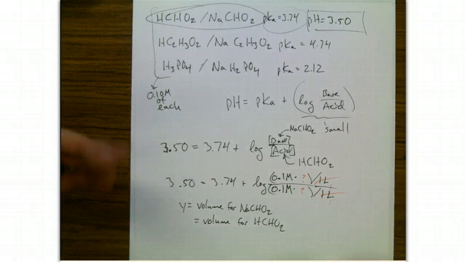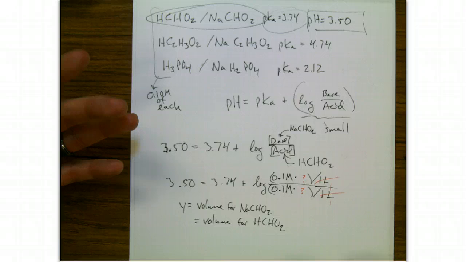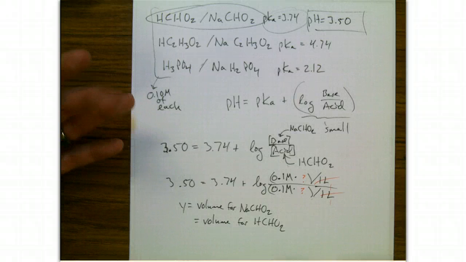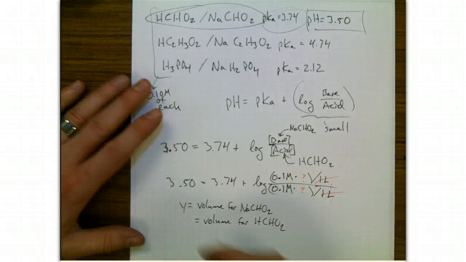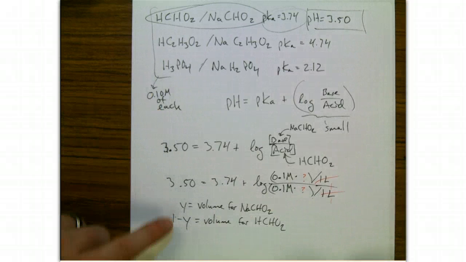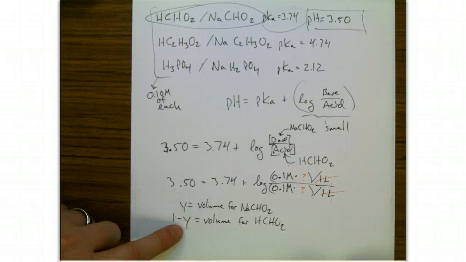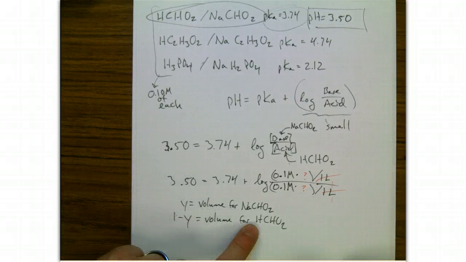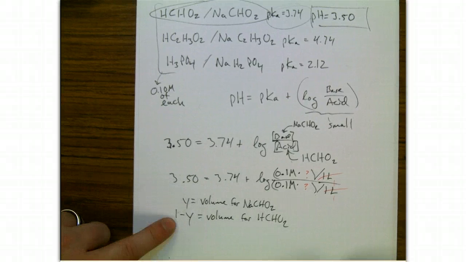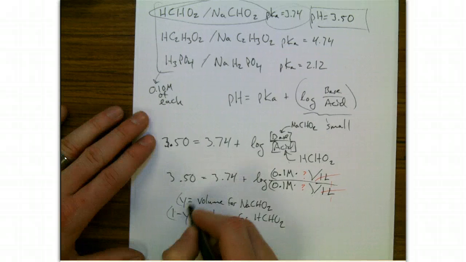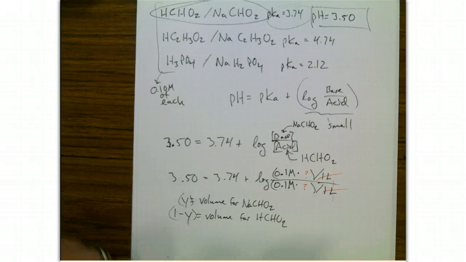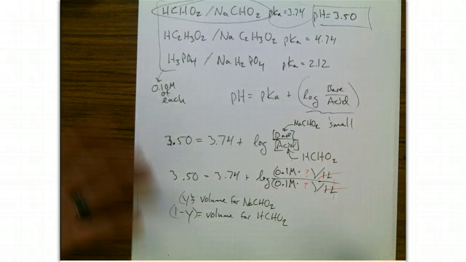Well, we can think about it almost in terms of a percentage. We have y, and then we have the other part as well, which is 1 minus y. Whatever y is, take 1 minus that, because we know our total volume is going to be 1 liter. I can set up this relationship between the two because I know my total volume is 1 liter.